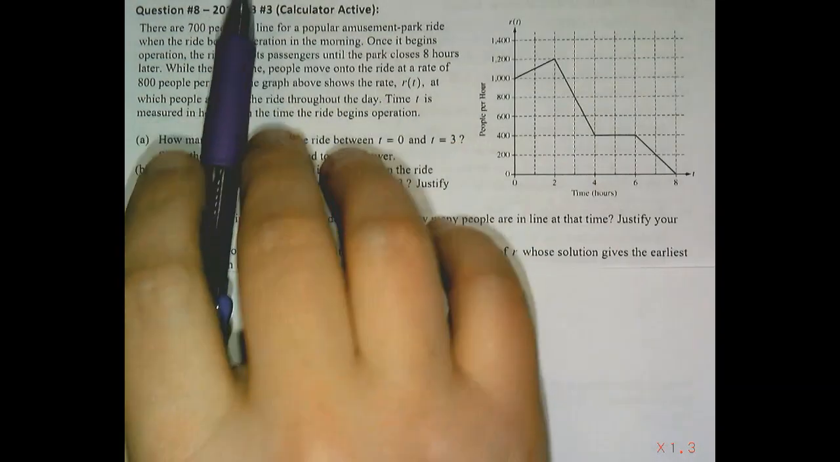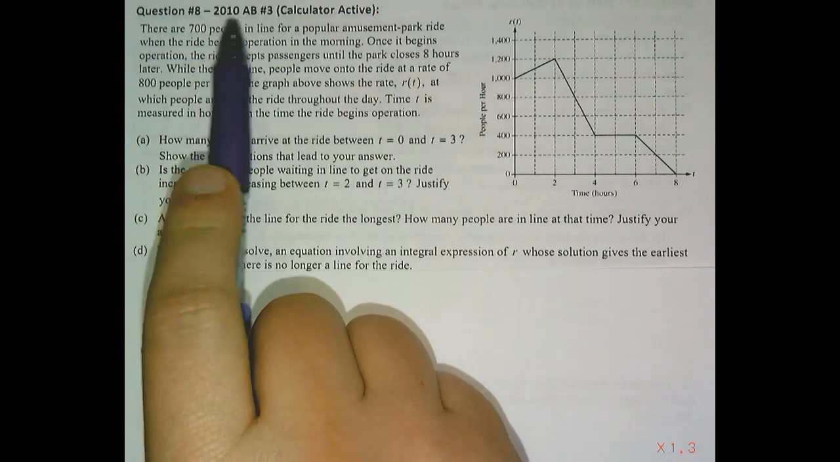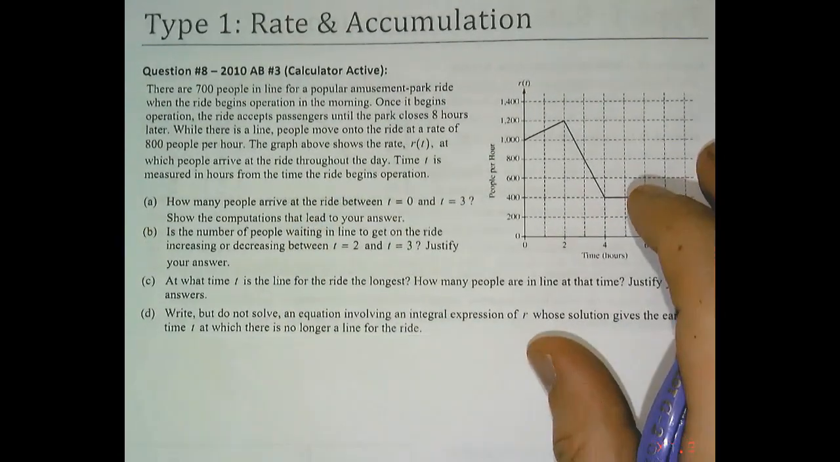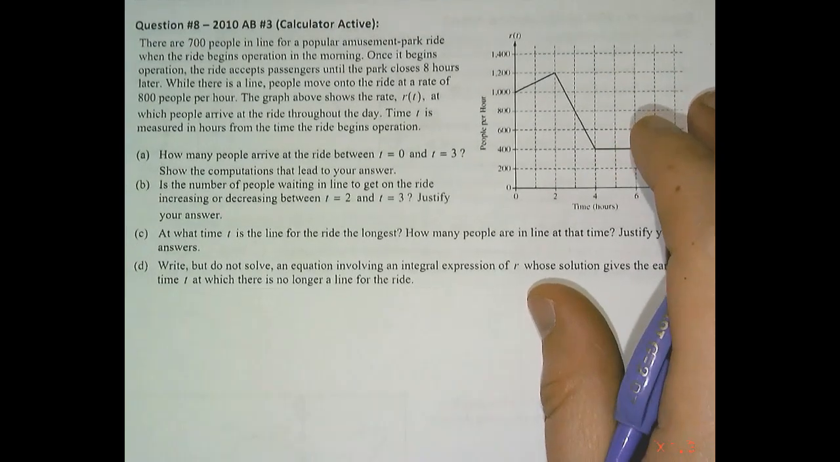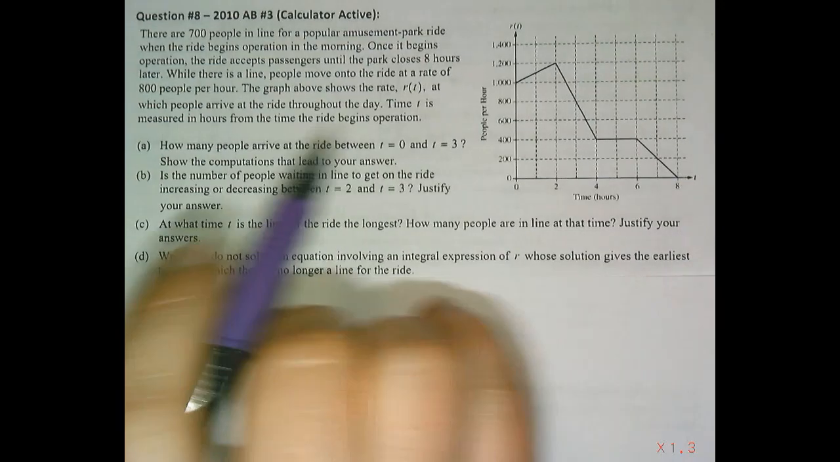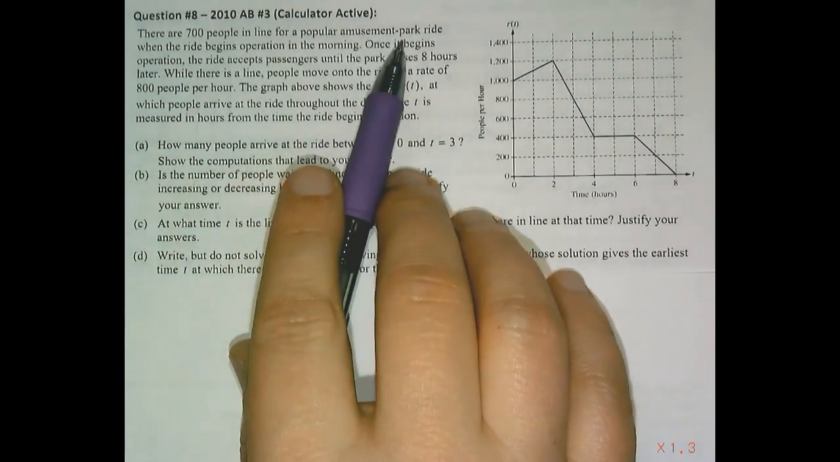So today we're looking at a question from the 2010 exam, AB number 3. This is a rate and accumulation problem, so we're going to be looking at rates and integrating them to get total accumulation. In this problem we're looking at people standing in a line at an amusement park.